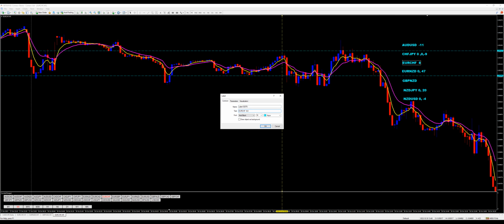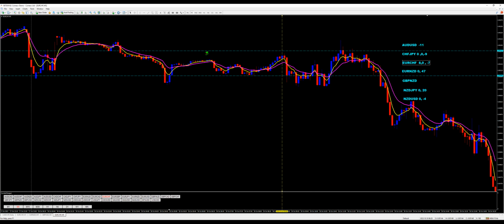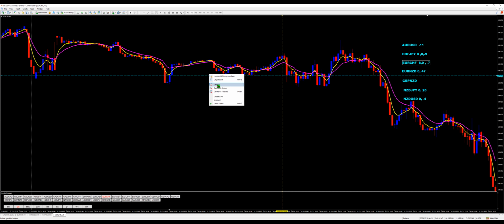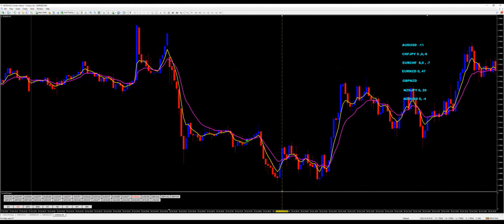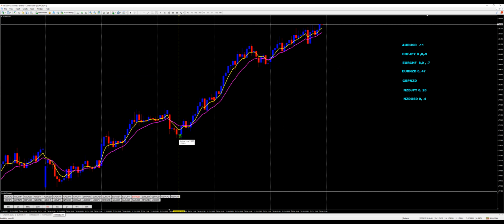Zero. Zero. And 7. Okay. And we look at Euro NZD. The Kiwi pairs are the most interesting ones this week. Look at H1. H1 is still not set up.